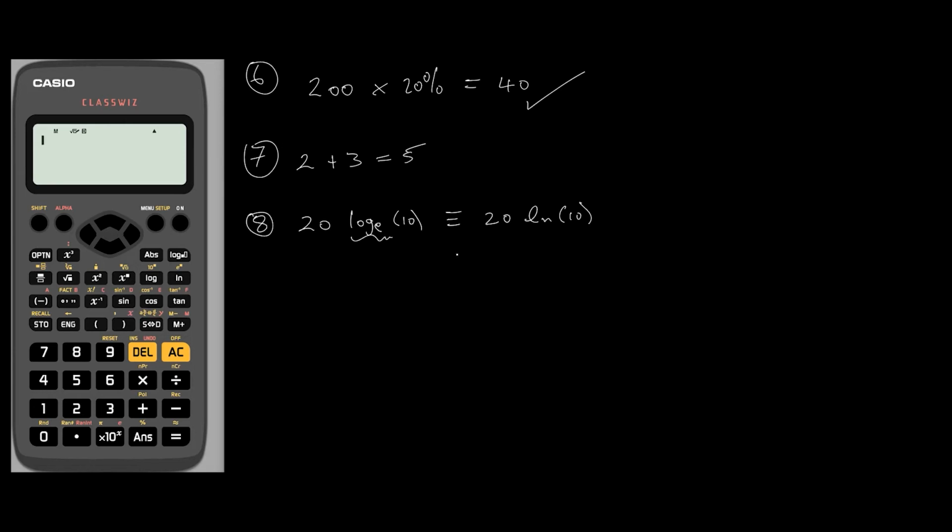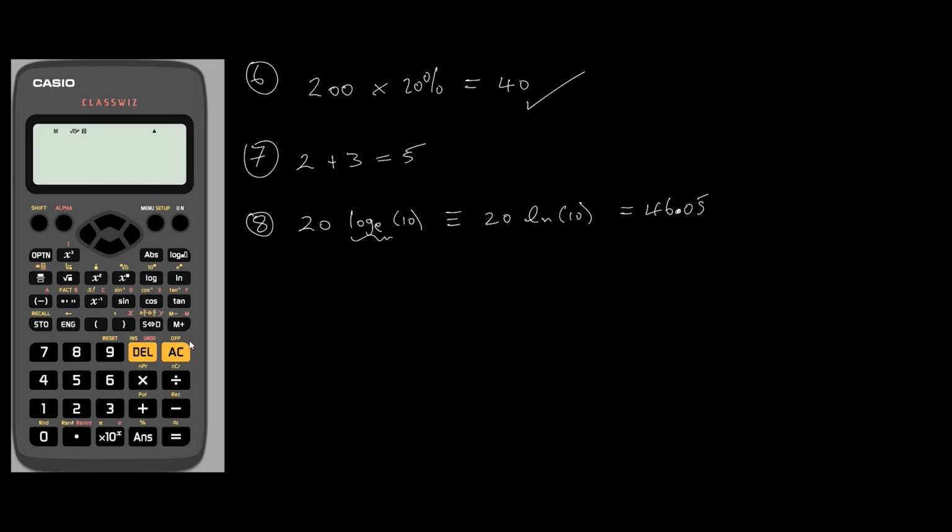So then all we would do, if we're trying to work this out, we would start off with 20 ln. It opens up a bracket for you. You put the 10 in, and you don't always need to close the bracket, but it's a good idea to do so. 20 ln of 10, exactly as we have here, equals 46.05, which I know to be correct from advanced work. Okay.